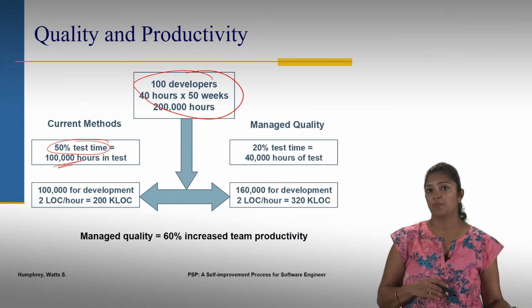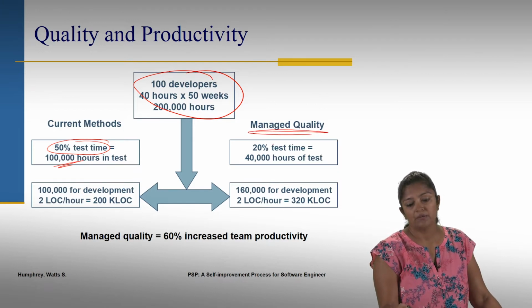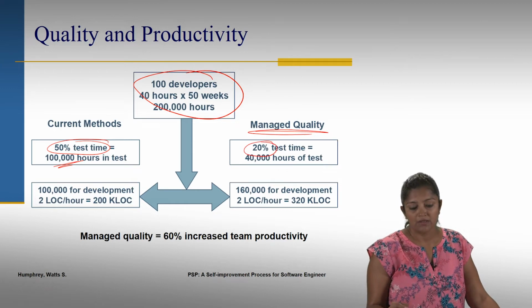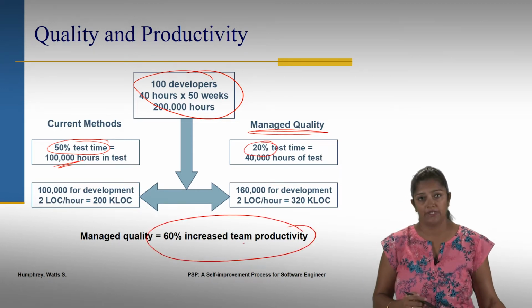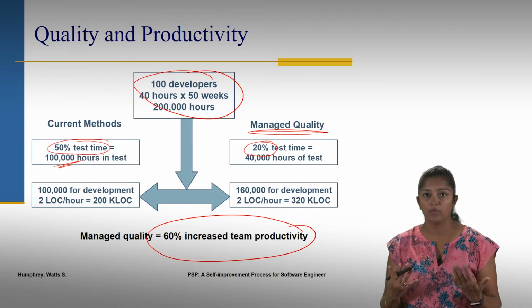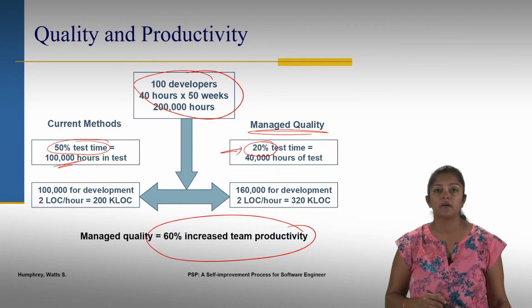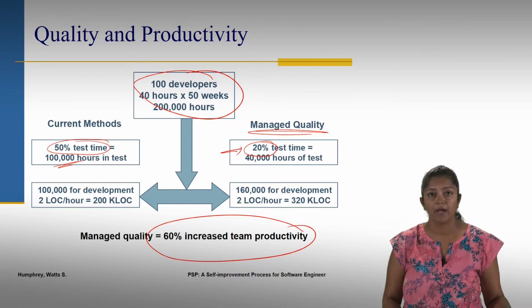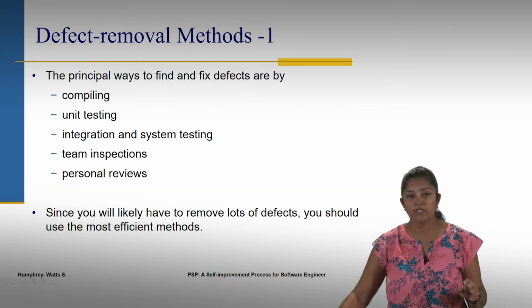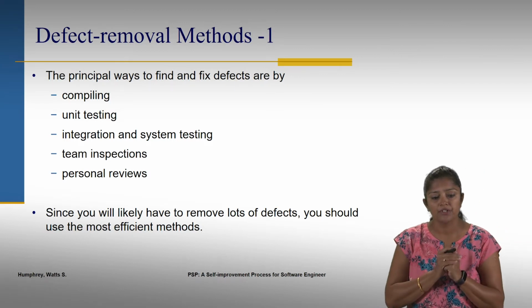But if we use processes and come up with managed quality, the testing time can be reduced to 20%. And if we can do that, then overall the team productivity can be increased by 60%. And that's what we want to aim for and get to this 20% test time by having a managed quality. So we'll first talk about defect removal methods, and then we'll talk about defect prevention.